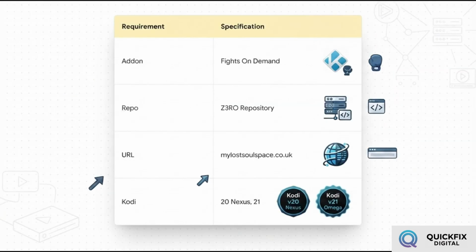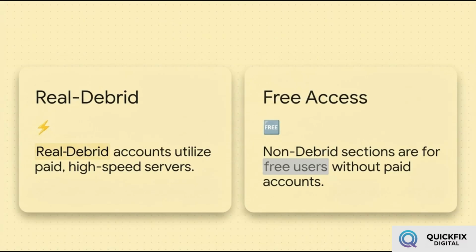Okay, so what technical environment do you actually need to run this today? Well, the add-on pulls from the Z3RO repository, which requires a highly specific URL that we're going to input in just a minute. But importantly, your core system absolutely needs to be running either Kodi version 20 Nexus or version 21 Omega to ensure full compatibility. If you're still running an older legacy version of Kodi, you're going to need to upgrade your system before going any further. You also got to identify your specific user account type before firing up the add-on.